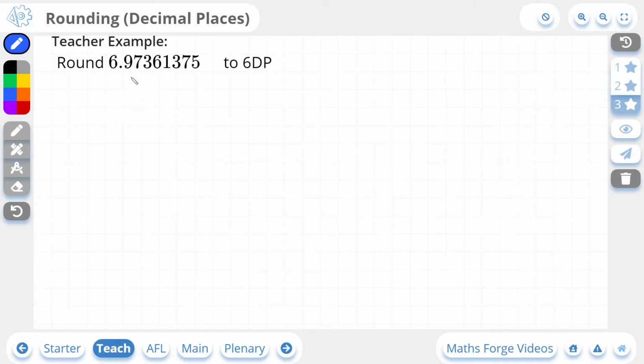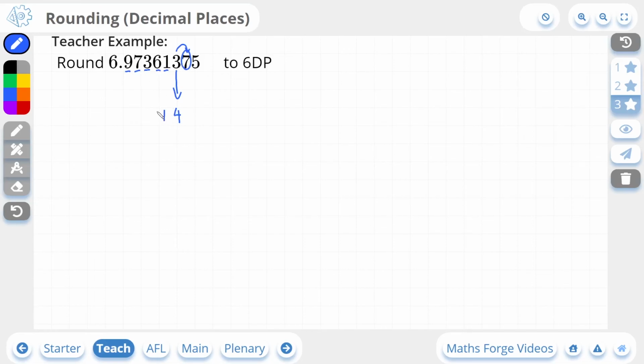Here we're being asked to round 6.9736137 to 6 decimal places. So I'm going to go to the 6th decimal place. This is the first one, 2nd, 3rd, 4th, 5th, and 6th. So we're going to focus in on this 3 here. Everything before it stays the same. And then we check one number to the right, which is the 7. Is it 5 or greater? Yes, it is. So this 3 rounds up to a 4.